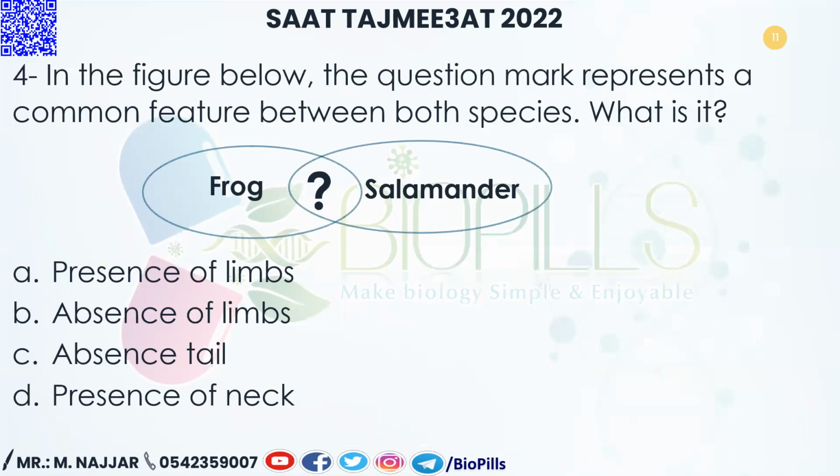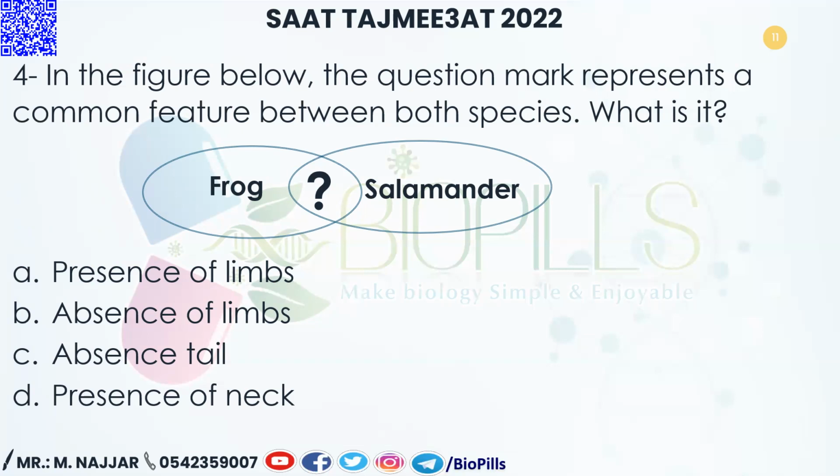Question number 4. In the figure below, the question mark represents a common feature between both species. What is it? Between the frog and salamander. A, presence of limbs. B, absence of limbs. C, absence of tail. D, presence of neck. What is common between frog and salamander? Let's go through the answers.